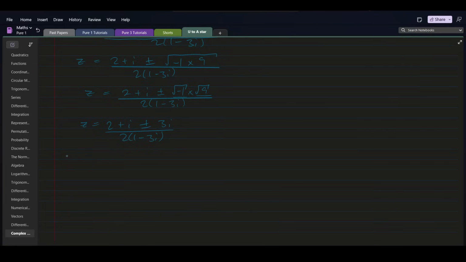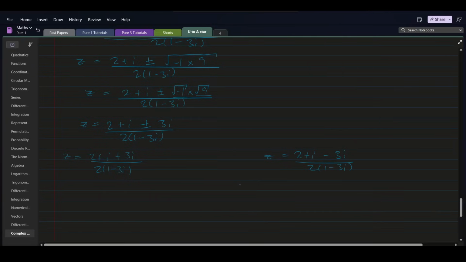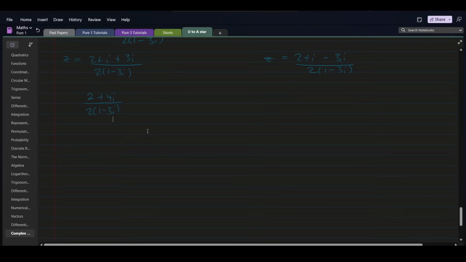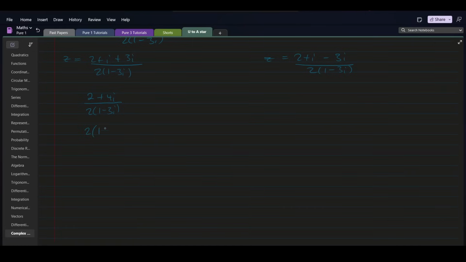Okay, so now let's write this as two separate equations. We've got z is equal to 2 plus i plus 3i over 2 times 1 minus 3i, and then we've got z is equal to 2 plus i minus 3i over 2 times 1 minus 3i. If we simplify, this would become 2i plus 3i, that's 4i, over 2 times 1 minus 3i. If we factor out a 2 in our numerator, that's 2 times 1 plus 2i, over 2 times 1 minus 3i, and so we can cancel out the 2, so what we have is 1 plus 2i over 1 minus 3i.